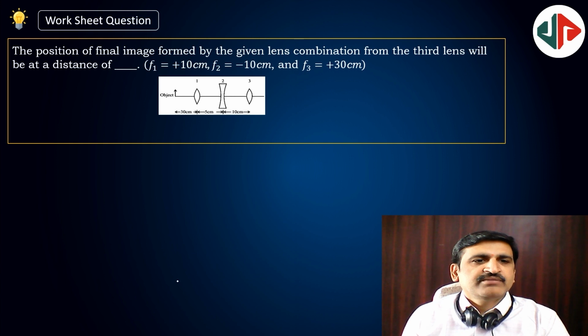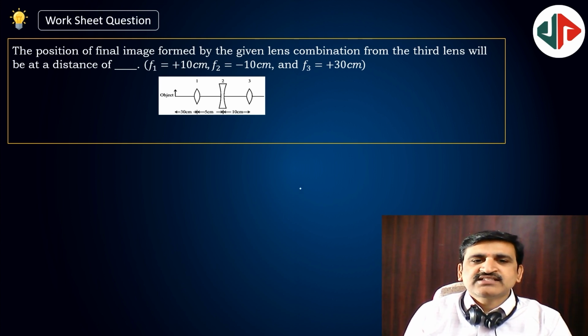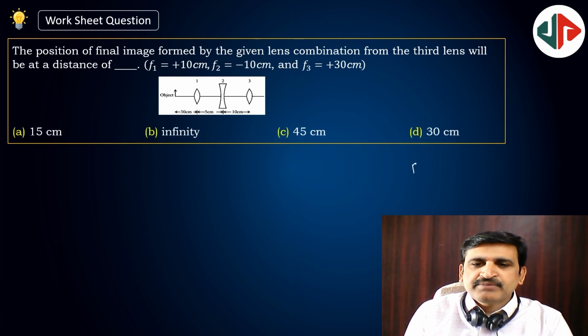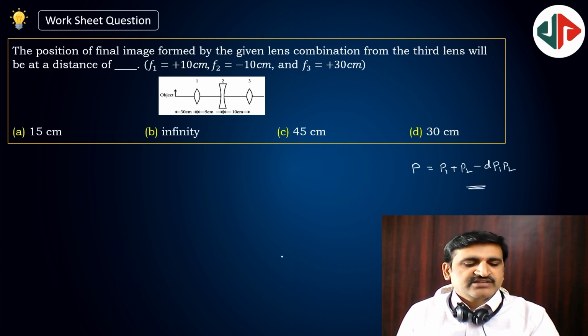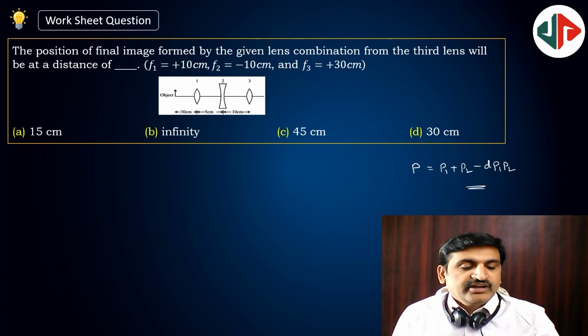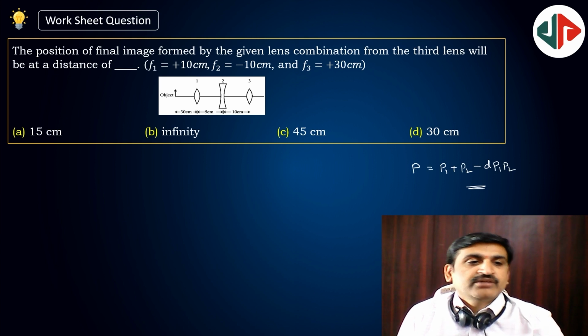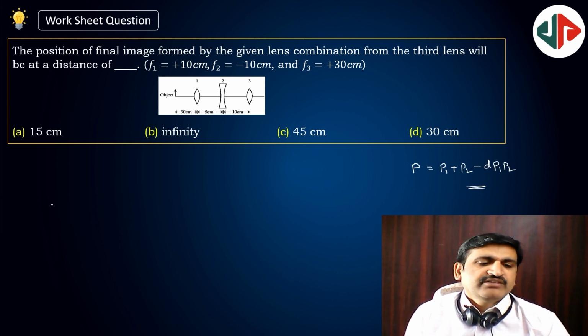The position of the final image formed by the given lens combination, from the third lens, will be at a distance of... All the focal lengths are given and the separations are also given. So the basic formula for this is P is equal to P1 plus P2 minus D P1 P2, the formula for a combination of lenses separated by a certain distance. Or if you have a problem in using such a big formula, then you can go for individual methods.